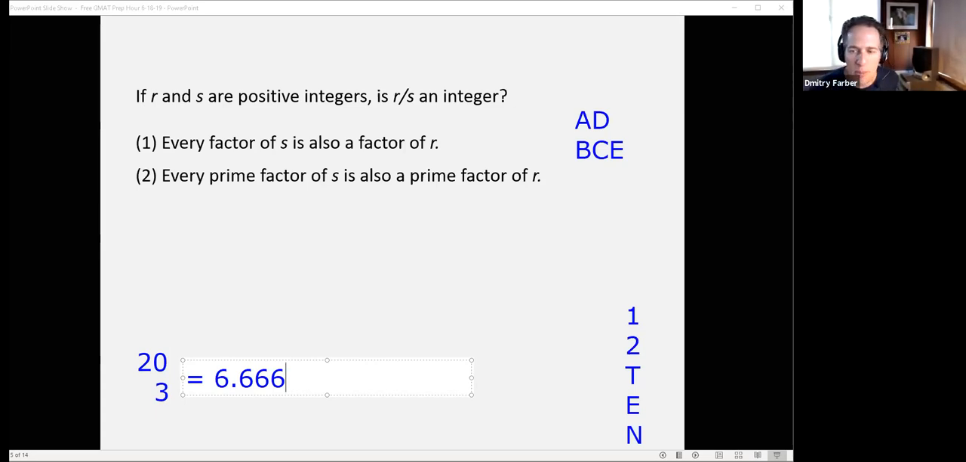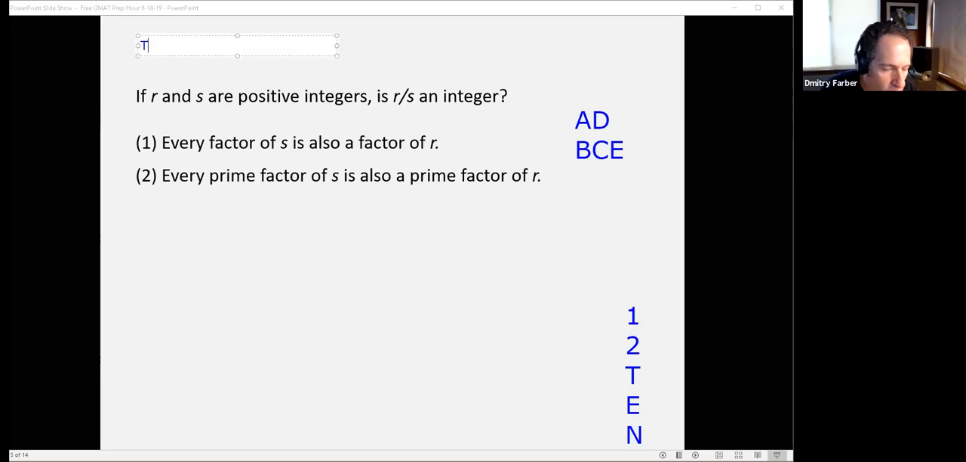So the top would have to not be any smaller than the bottom, but it has to go in evenly, it has to be divisible. So they're really talking in code here. And that's really important to understand, that a lot of the time the GMAT's talking in code. What they're really saying is, translation, is R a multiple of S, right? Another way to say that would be, is S a factor of R? In other words, does S go into R?